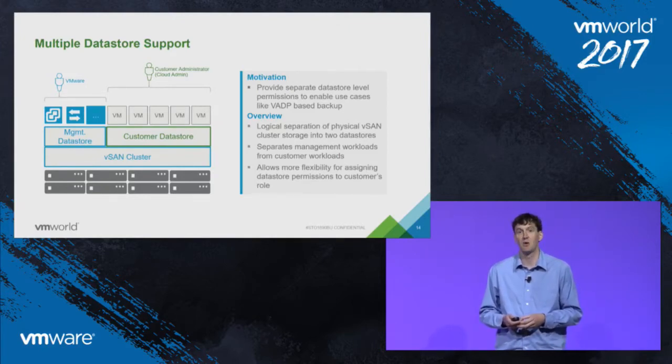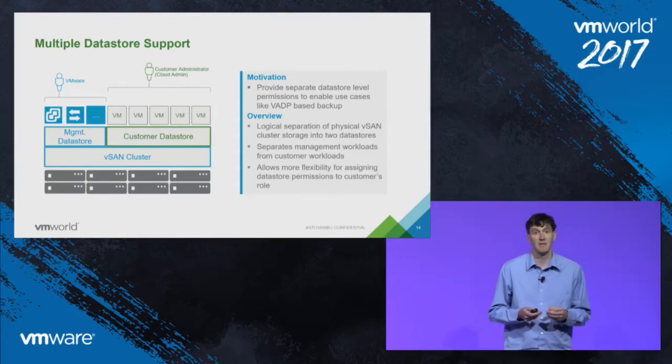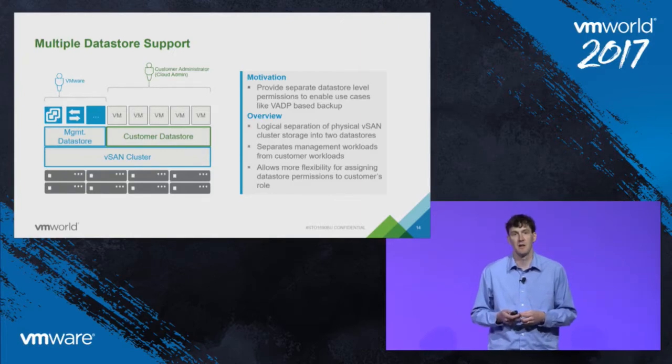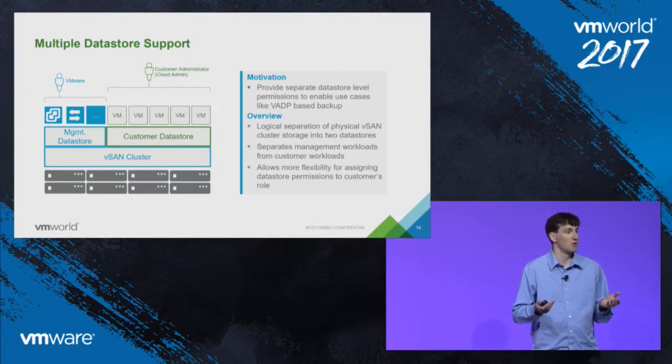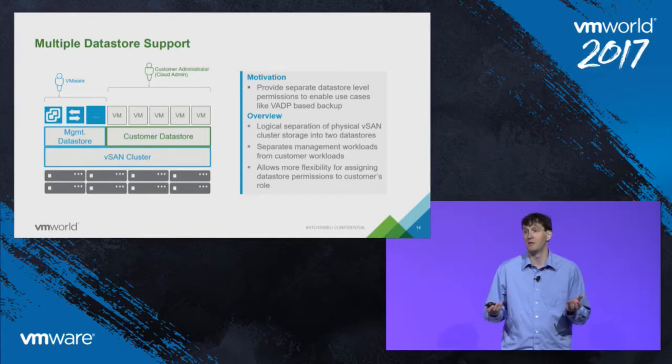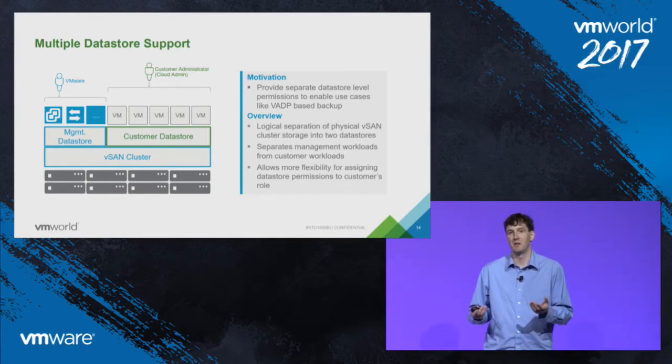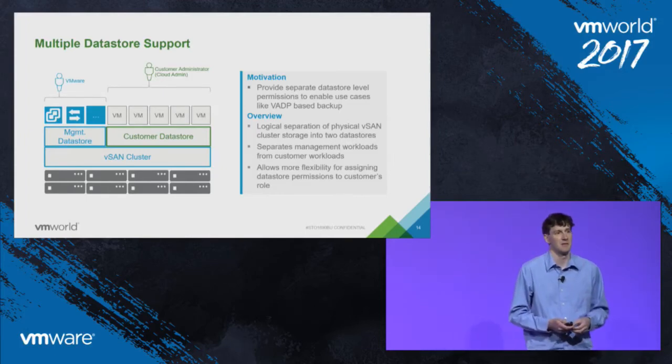So vSAN can expose multiple data stores. vSAN will now expose one data store that's owned and managed by VMware, where you, the customer, don't have any permissions. And that's where we put all of the infrastructure VMs. There's a second data store for the customer that you manage, that you have full permissions to, and you can do whatever you need. This allows us to give you full permissions to manage the data store just like you would on-premise, without introducing any risk to the service.